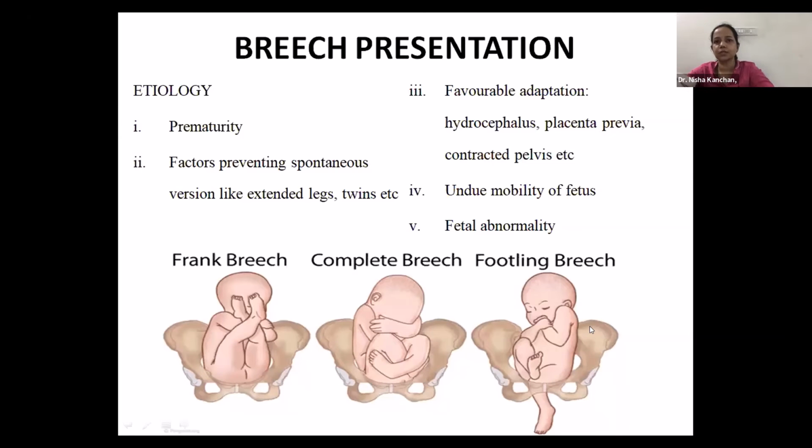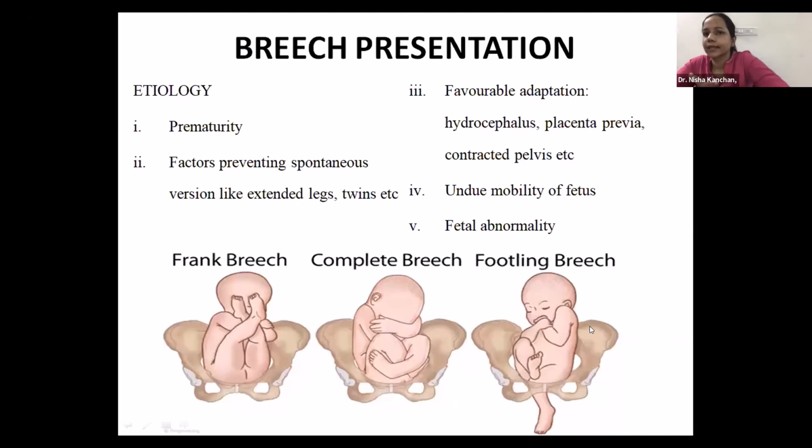Factors preventing spontaneous version: a flexed leg helps in rotation, whereas an extended leg acts like a splint and prevents it from rotating. Favorable adaptation, hydrocephalus. The head is bigger, so it is more comfortable in the fundus. Placenta previa, less space in the lower pole, so that is why the head tries to go and occupy the upper pole. Contracted pelvis. Again, when there is less space, the breech comes into the lower pole.